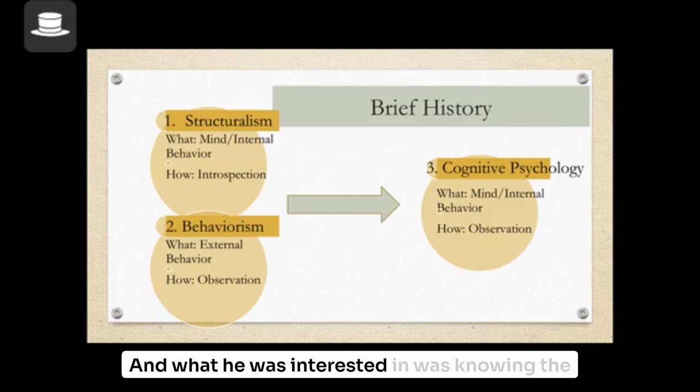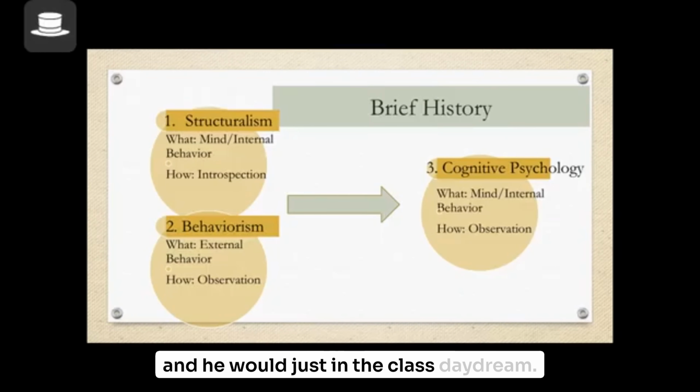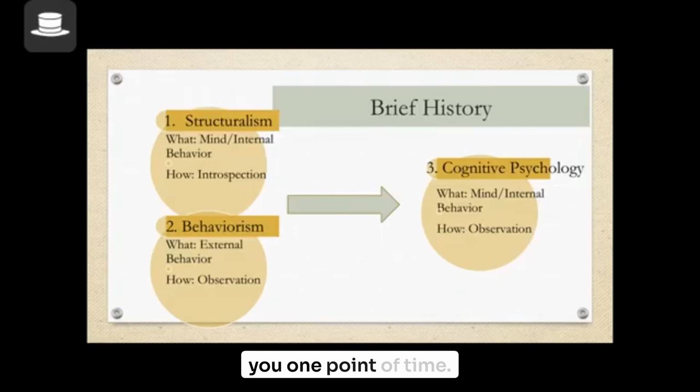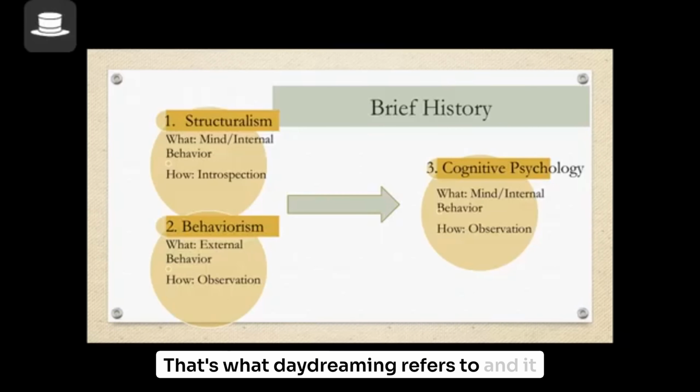And what he was interested in was knowing the conscious experience. Somewhere it says Wundt was a daydreamer and he would just daydream in class. Now, daydreaming is like consciously experiencing something that is not important at a given point of time. That's what daydreaming refers to. And it is obvious why he would be interested in that, that was a joke, conscious experience.